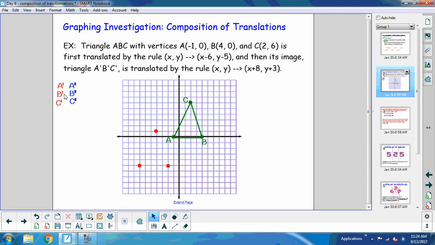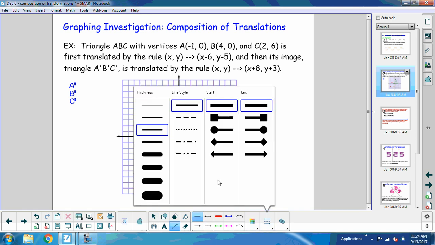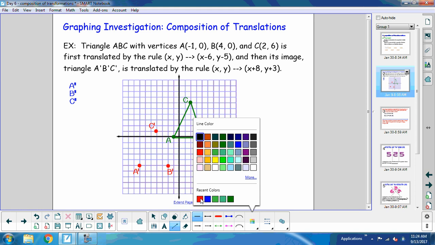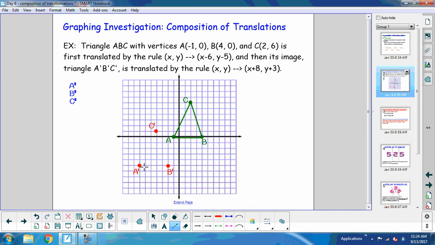To make this go a little bit quicker, I made some labels over here. But please notice, and I want to make sure you do this on your paper, you do A prime, B prime, C prime. Okay, so I'm going to go ahead and draw in the actual triangle itself. Alright, now we have this triangle.